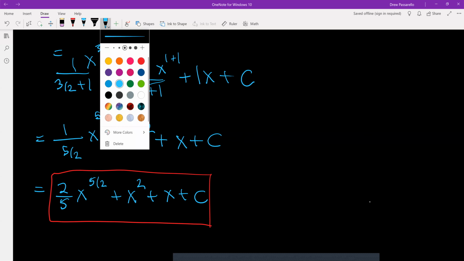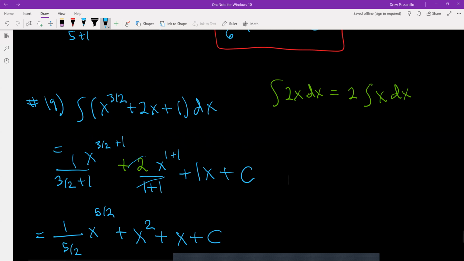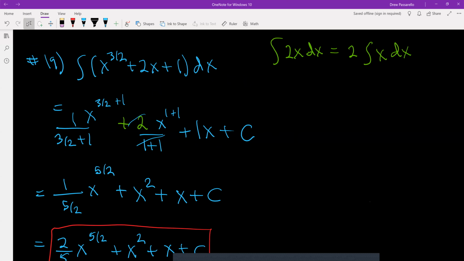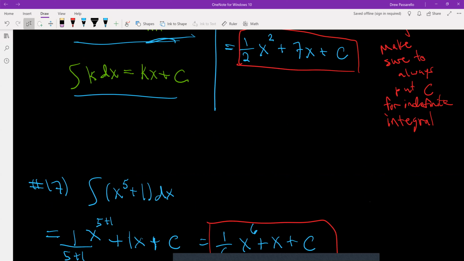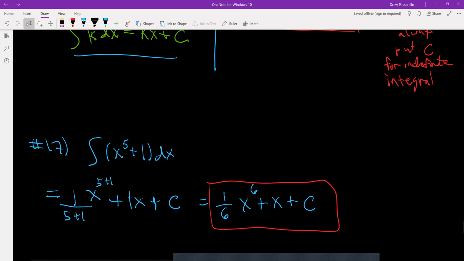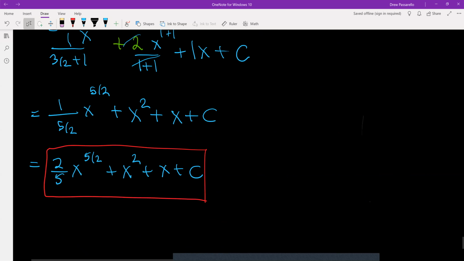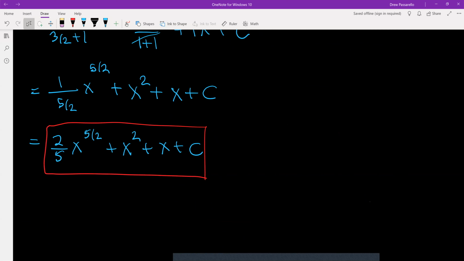So I'm using the same rule over and over again as far as the x's go. Just add 1 to its exponent and divide by that same value. The only added thing here that was different is we have 2 times x, and you just factor out the 2, focusing on integrating x. That applies the same rule that we've dealt with. And anytime you integrate 1, that turns into x because of the rule that the integral of k dx turns into kx, except this time k is just 1. All right, so that's number 19.